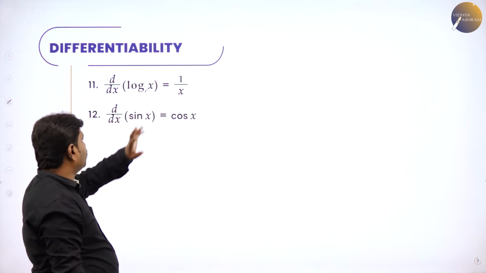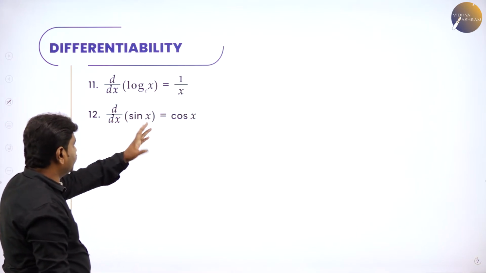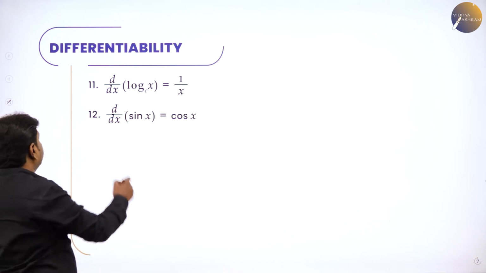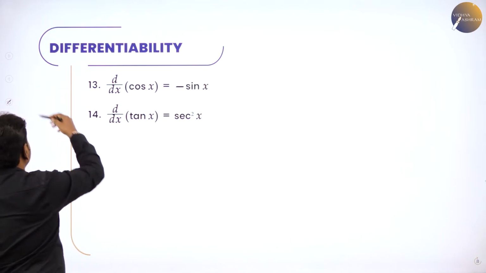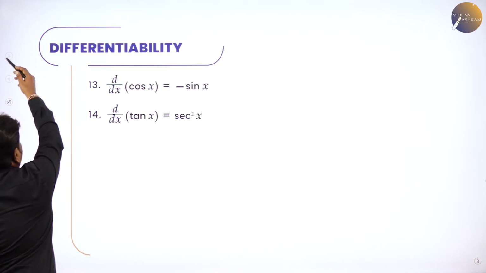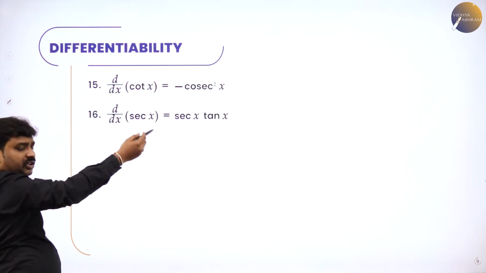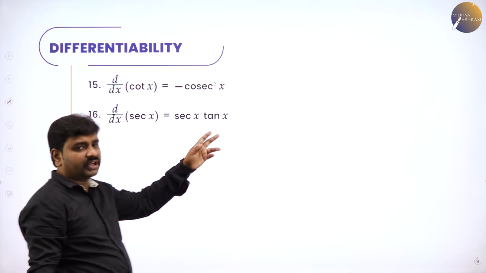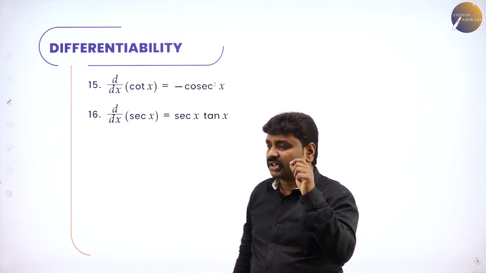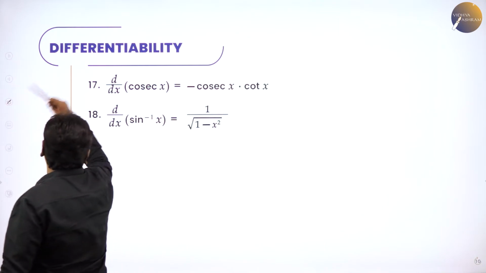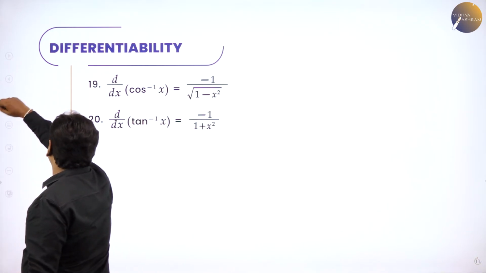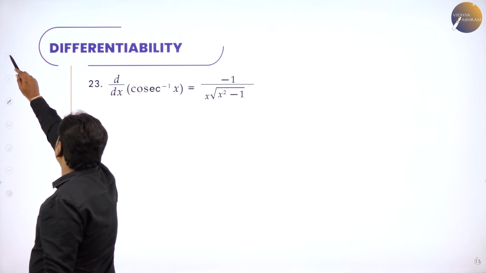Then we have other formats. Derivative of log x is 1 by x, and trigonometric functions. Derivative of sin x is cos x, and derivative of cos x is minus sin x. Derivative of tan x is secant square x. For all the trigonometric functions, cot x gives minus cosecant square x, and secant x gives secant x into tan x. I want you to become thorough with all these formulas. Then cosecant x, inverse trigonometric functions, and all these functions.